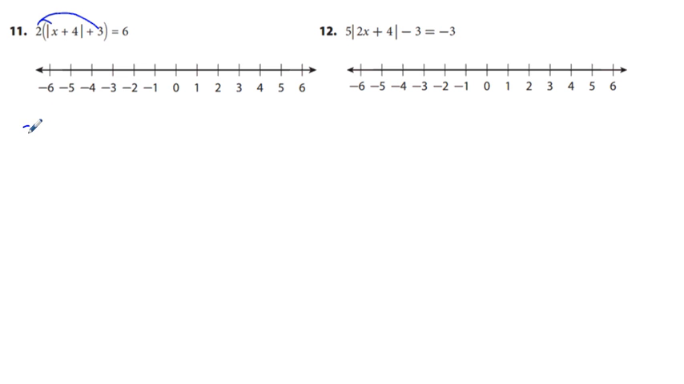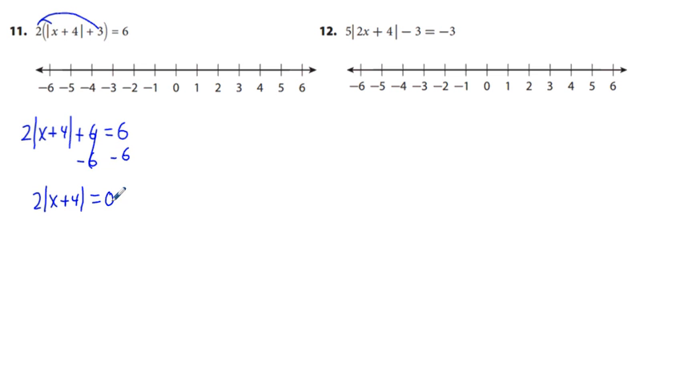So we're going to get 2 times the absolute value of x plus 4, and then we're going to have plus 6 is equal to 6. And then if we continue to solve, we subtract 6 from both sides. And so we're going to get 2 times the absolute value of x plus 4 is equal to 0. Well, we're going to have exactly one solution.